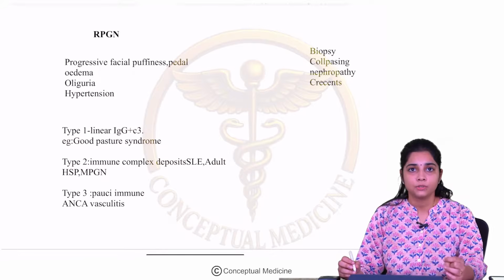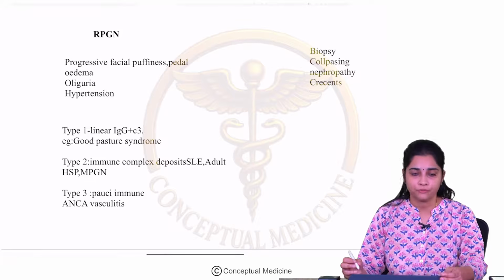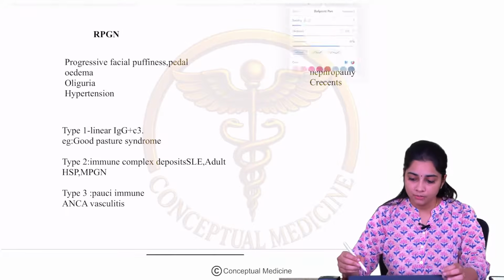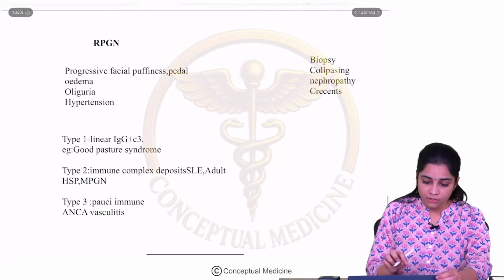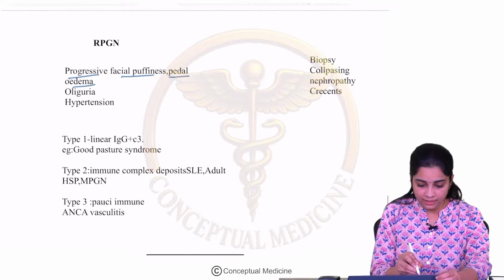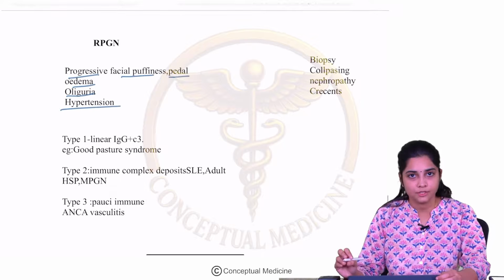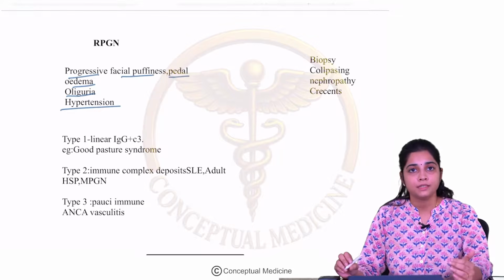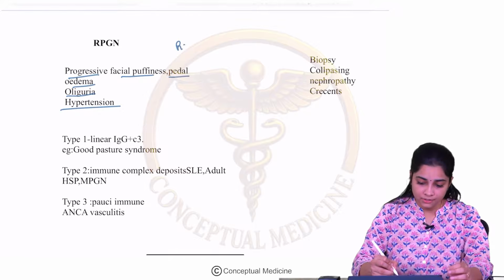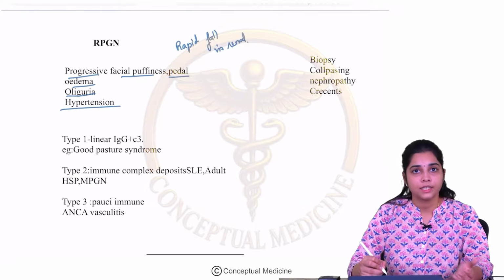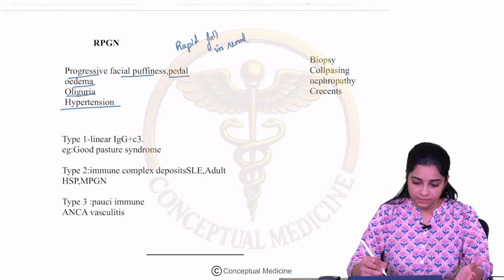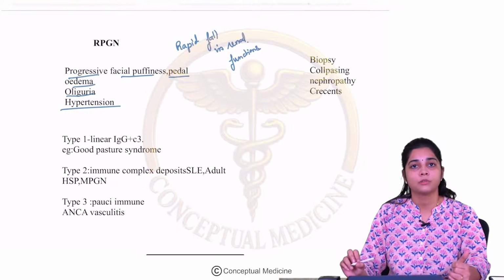Now, let us move on to rapidly progressive glomerulonephritis. So, rapidly progressive glomerulonephritis basically comprises progressive facial puffiness, pedal edema, oliguria and hypertension. So, what is rapid in this? There is a rapid deterioration of your renal functions, a rapid fall in renal function, right? Within 2 to 3 days, they can even become dialysis dependent. So, this is your rapidly progressive glomerulonephritis.